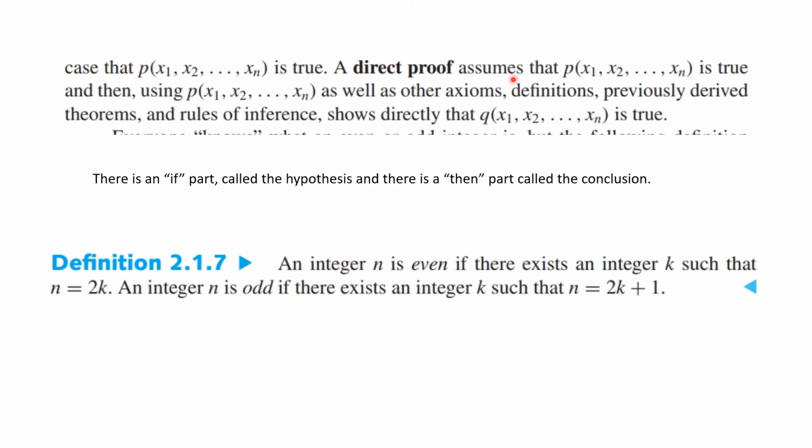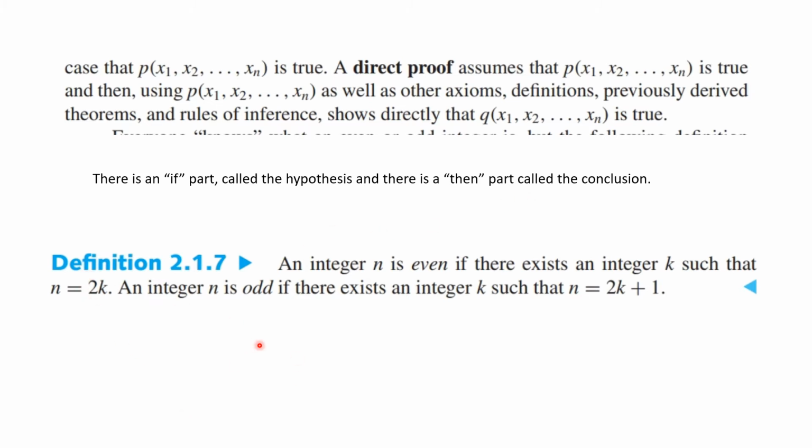A direct proof assumes that a bunch of propositions are true, and then, using those assumptions, as well as axioms, definitions, and previously proved theorems and rules of inference, shows directly that a conclusion is true. So it says, if this is true, then this is true. In a theorem, there is an if part, called the hypothesis, and there is a then part, called the conclusion. It's often useful to identify those and keep track of where you're trying to go.